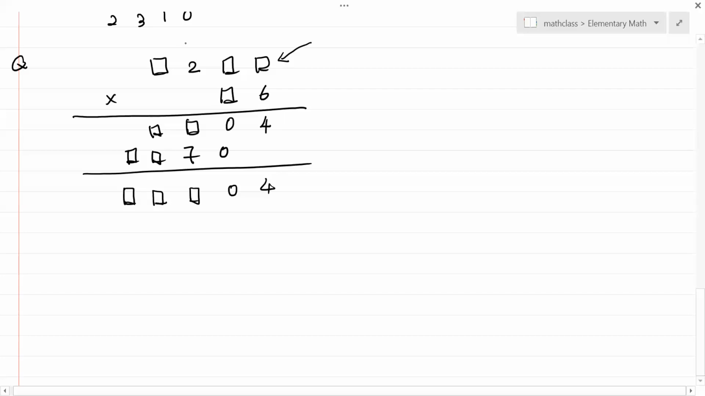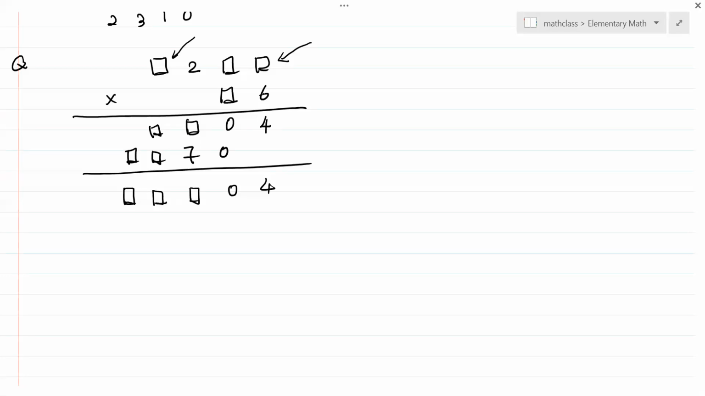Also, you probably can figure out that number. Why? Because this is a 6. Yeah, using the 6. Okay, trying to figure out those two numbers. Okay.